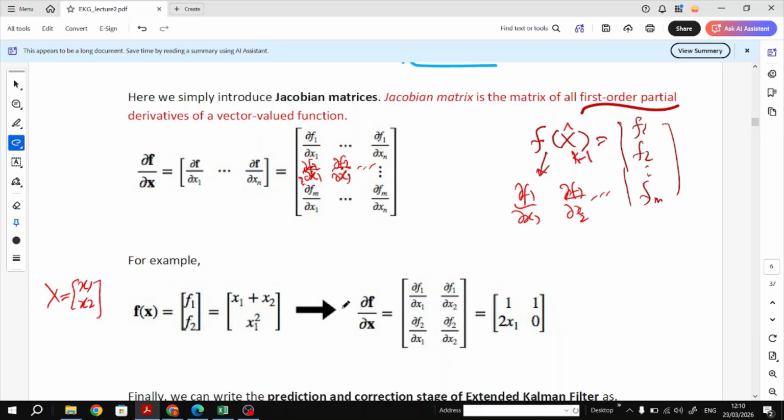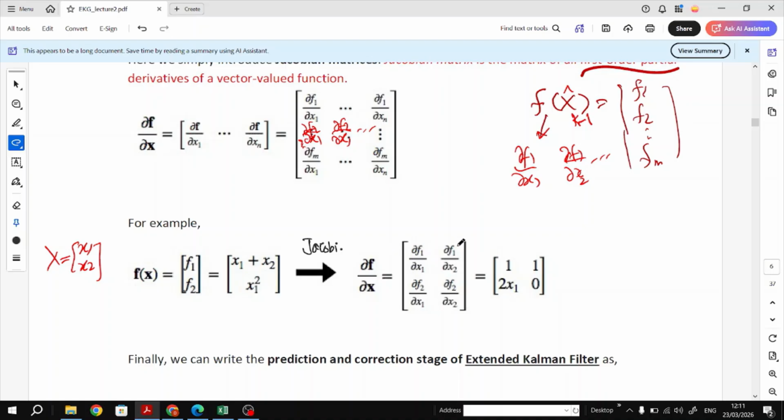So how can we calculate the partial derivative, or the Jacobian, of this vector valued function? To calculate this, we just use these mathematical notations, like in the first row. Because this state vector is 2 by 1, and we have two functions as well, our Jacobian matrix will be 2 by 2 in this case.